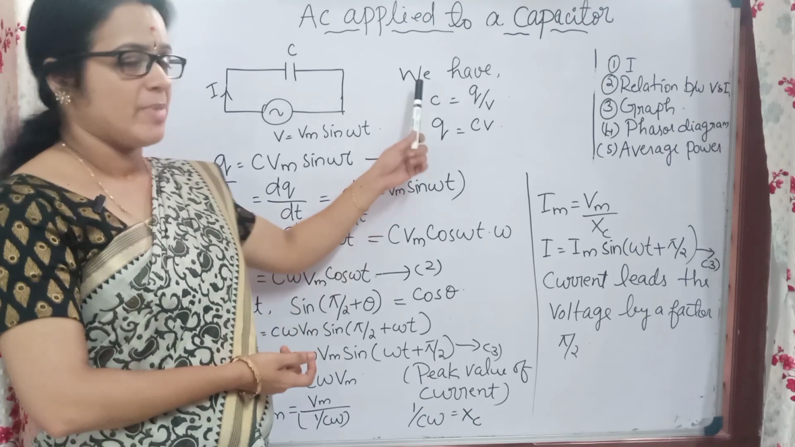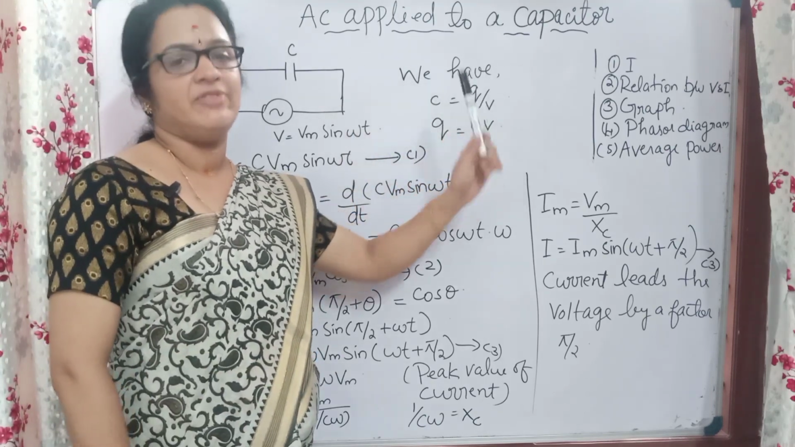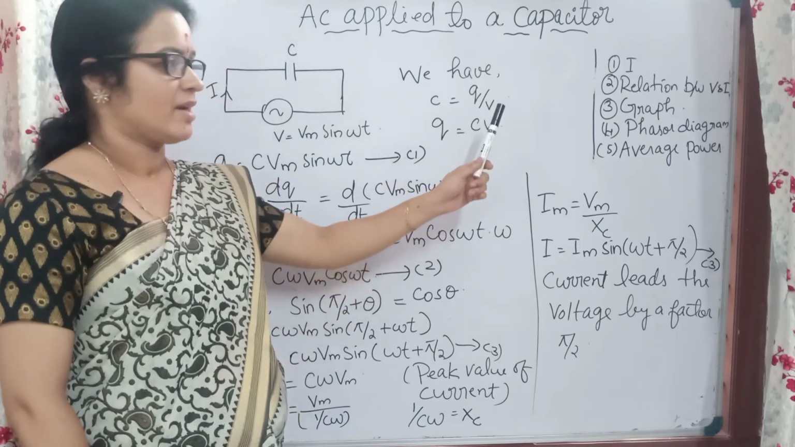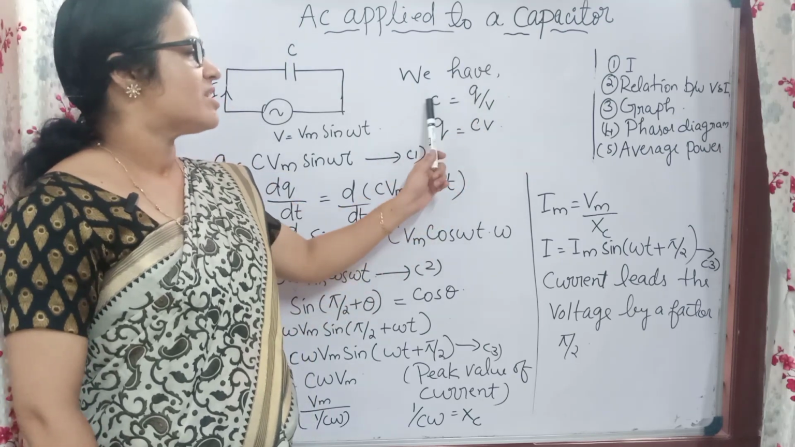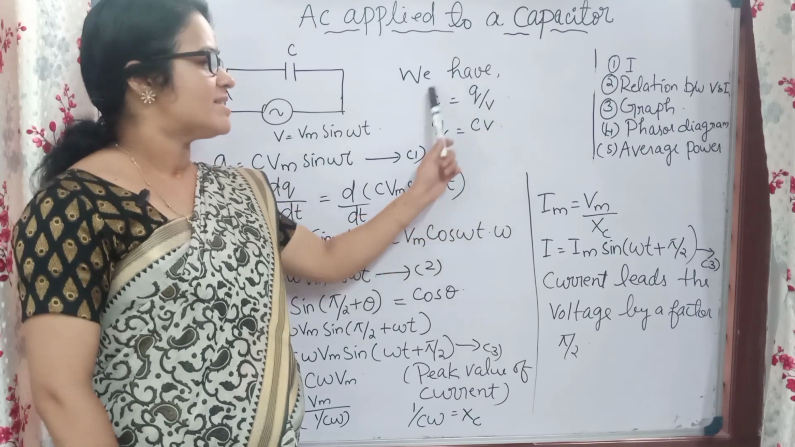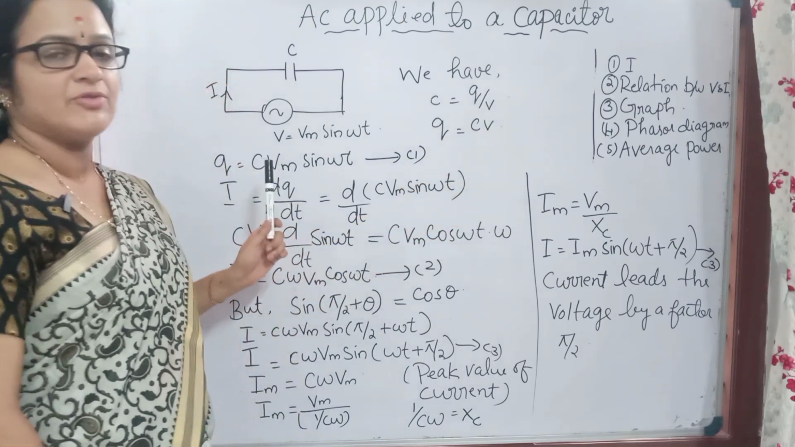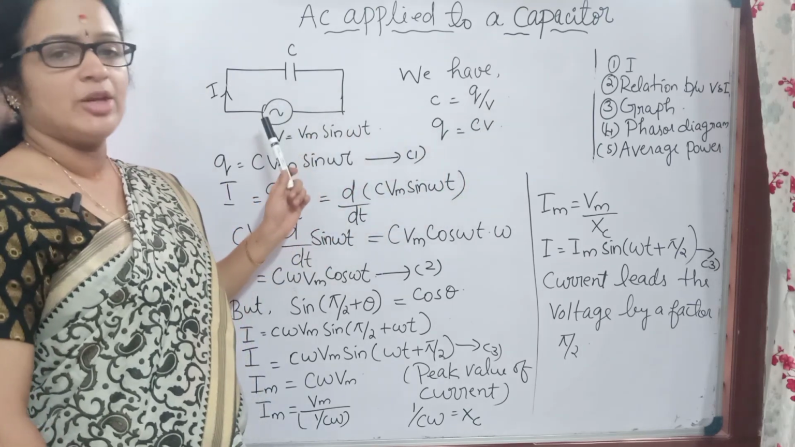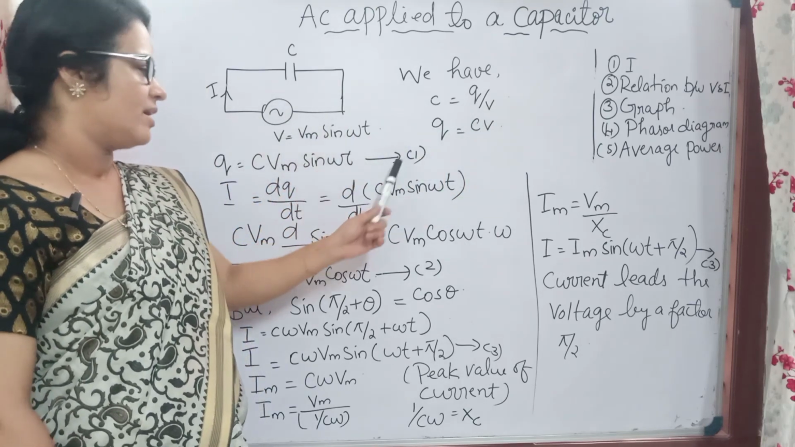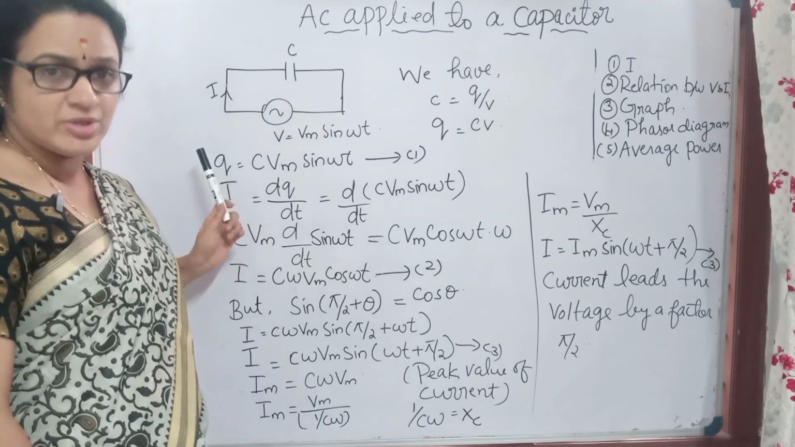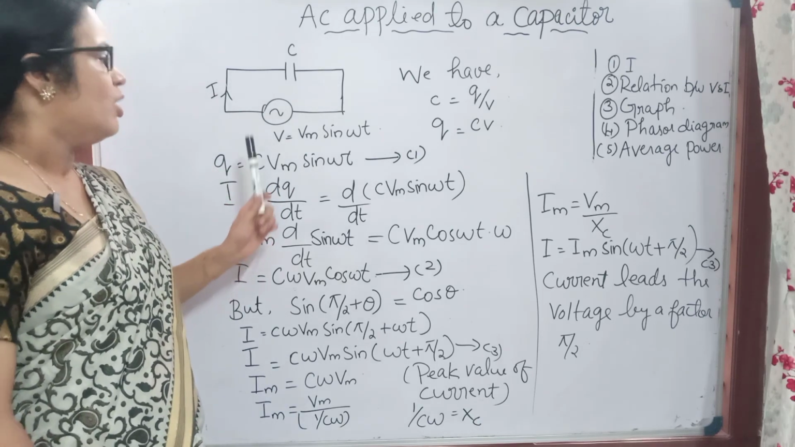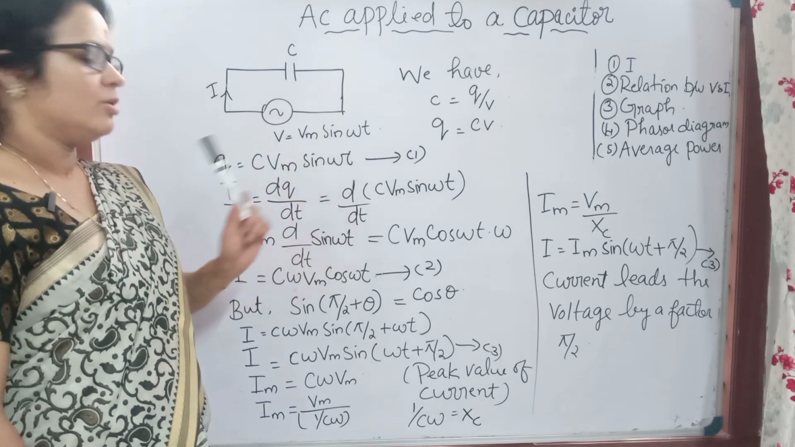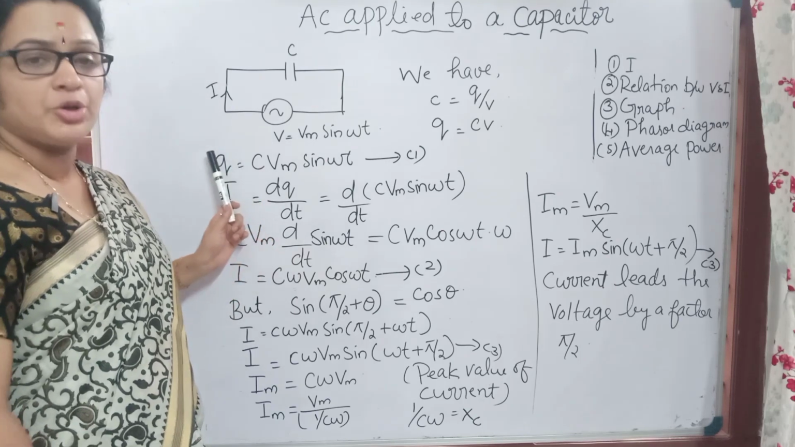In the case of a capacitor, C is equal to Q by V. That equation we have already told. So Q is equal to C into V. Now, how can we find current? Instead of V, we can substitute the equation V is equal to Vm sin omega t. Then the equation is Q is equal to C into Vm sin omega t. So that is the equation for Q.